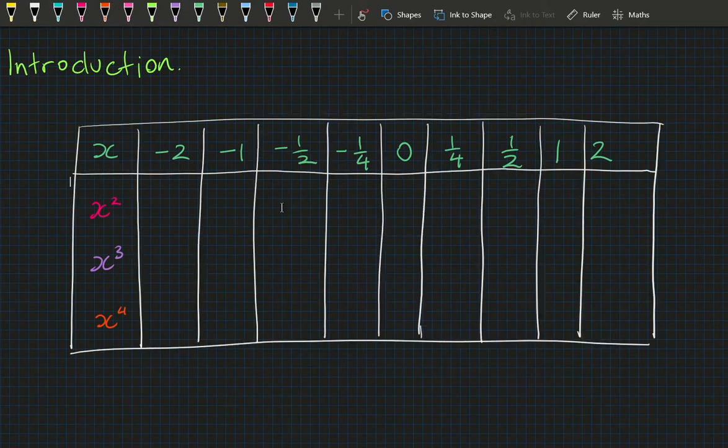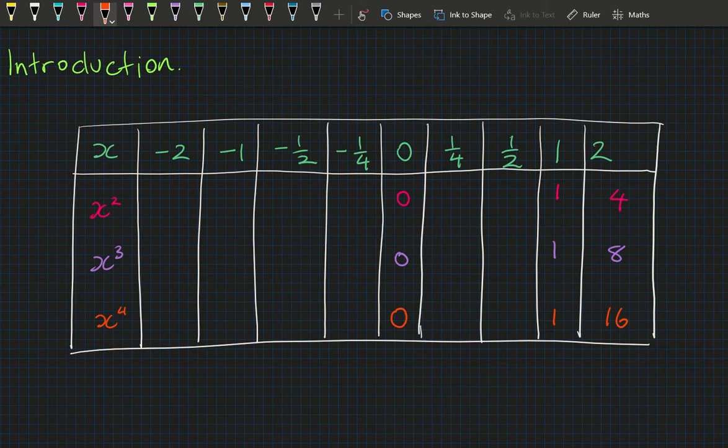So when x is equal to 1, x squared is equal to 1, x cubed is equal to 1, and x to the 4 is equal to 1, right? And the same for 0. So there's no surprises now. If we were to take 2 and then square it, we'd get 4. Cube it, we get 8. And raise it to the power of 4, we get 16.